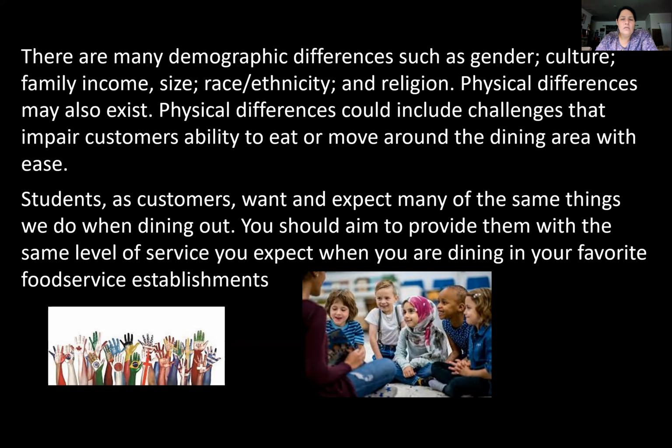Think about all the diversity in your school, and think about all the needs that your students have. And you do this every single day. You take care of them and you make sure that you listen to your kids and provide what they're asking from you.